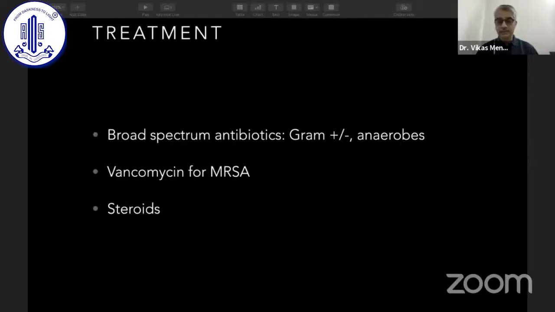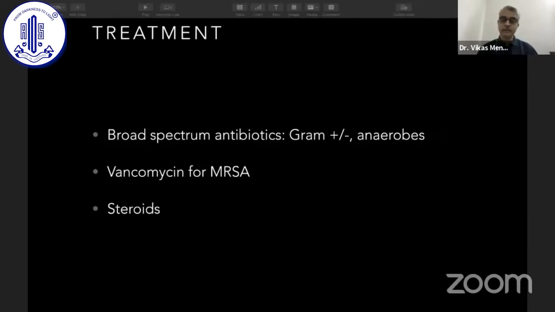MRSA cases have been increasing of late, and if your patient is not responding to the routine antibiotics, then you must consider MRSA as a possibility. If you can get some material from an abscess for culture and it shows MRSA, or if the routine treatment is not being effective, you can switch to vancomycin.